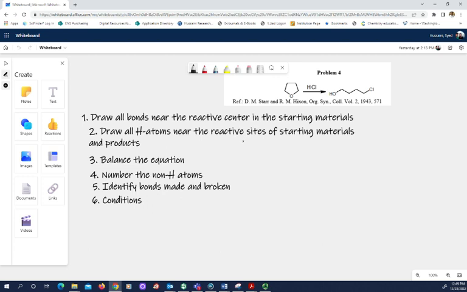So basically what we are doing, we are just writing down our starting materials, and if there are some bonds that are involved, we will just write them like this. So this is the only bond that I have written. Then draw all hydrogen atoms near the reactive sites of starting materials and products. So for that I write down these hydrogen atoms.